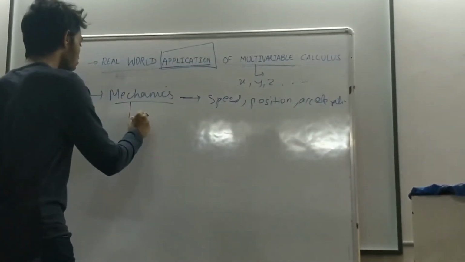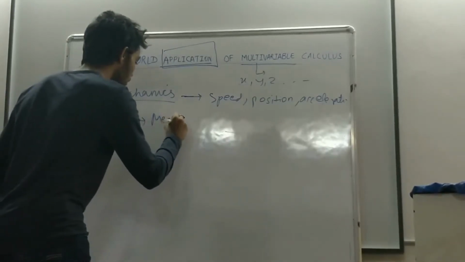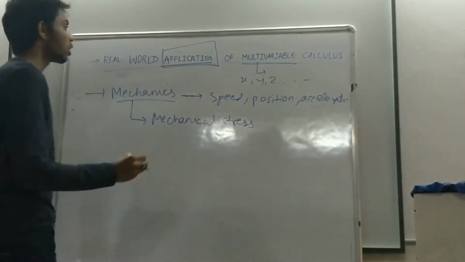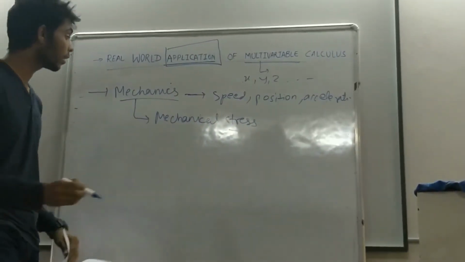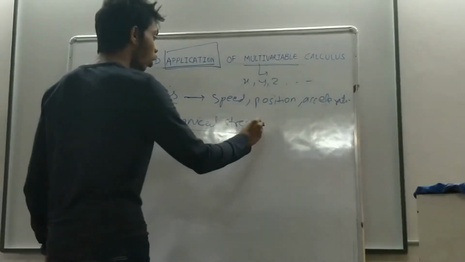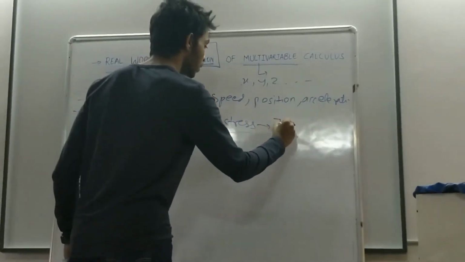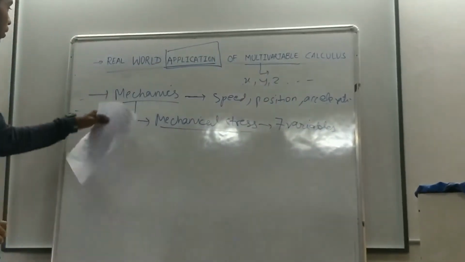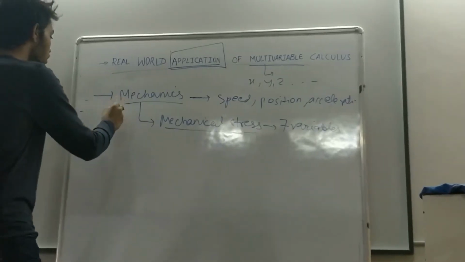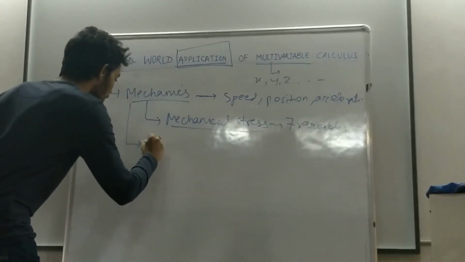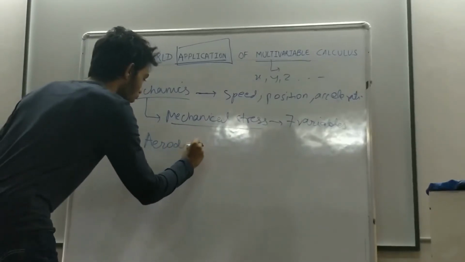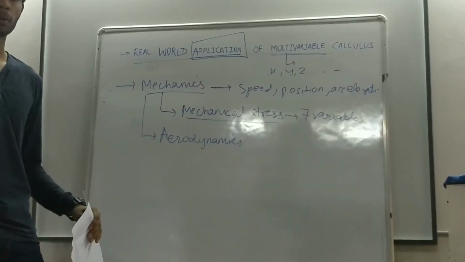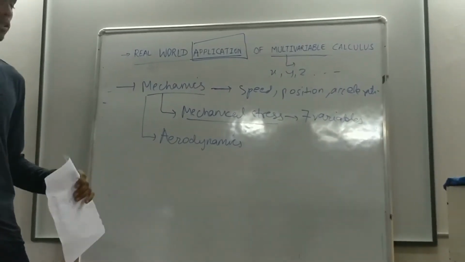Also mechanics utilizes mechanical stress, which also utilizes a lot of multivariable calculus, considering the fact that mechanical stress makes use of almost up to 7 variables. So multivariable calculus is very important in the field of mechanics. Also in mechanics, I can talk about aerodynamics, which utilizes multivariable calculus in designing various aeroplanes and helicopters and all that stuff.